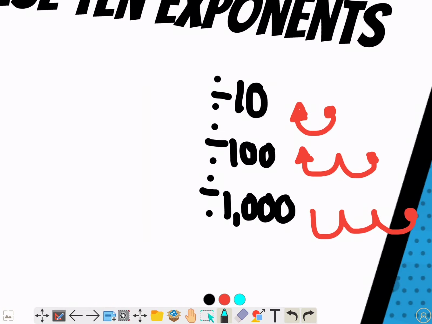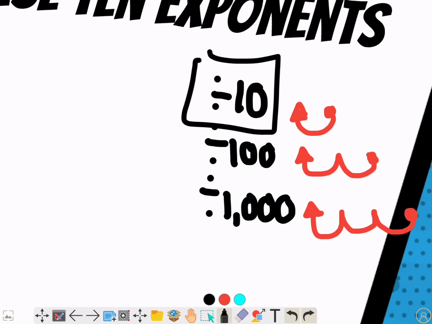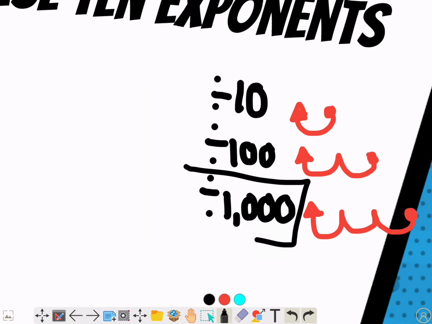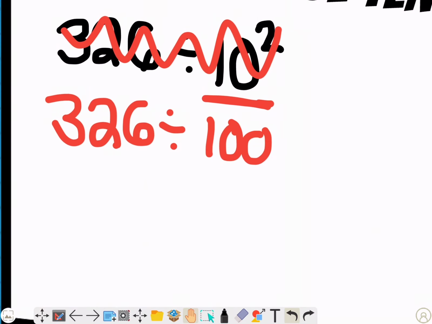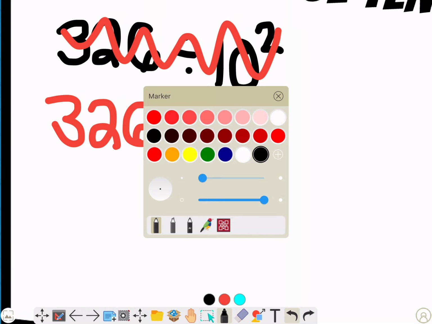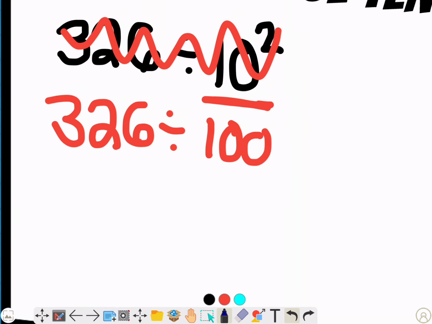Now, why are you jumping the decimal with this? Think about it. You have a number, and you're dividing it amongst 10 people, or 100 people, or 1,000 people. If you're dividing something amongst more people, your numbers are going to be inherently smaller. So 326 divided by 100, you say, well, there's not a decimal. I'm going to say, yeah, there is, right here. Somebody says, why did you put the decimal right here? Because that does not change the value.